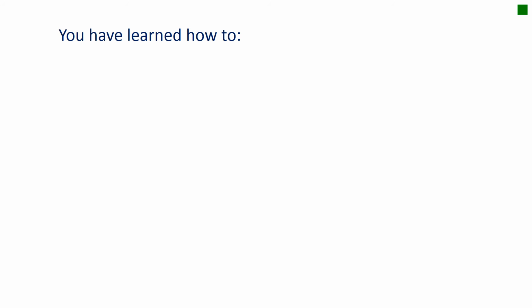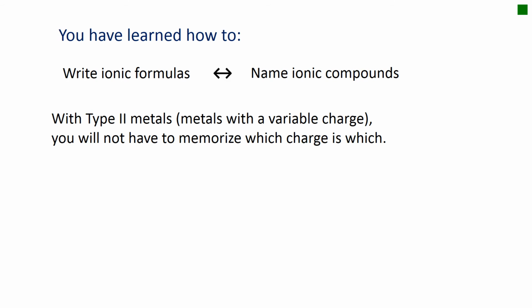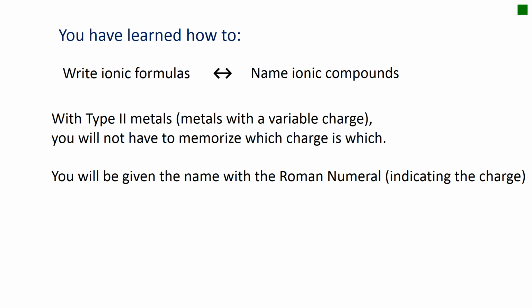All right, so far you've learned how to write ionic formulas. We've now looked at naming ionic compounds and going between the two of them. They need to go back and forth. Once you get the name, you should write the formula. When you get the formula, you should write the name, cover over one, and work backwards to double check your work. Exactly. So now let's look at those type 2 metals again, the ones with the variable charge, because you're not going to have to memorize which charge is which. You don't have to memorize iron 2 versus iron 3. Oh, good, because that's really stressful.